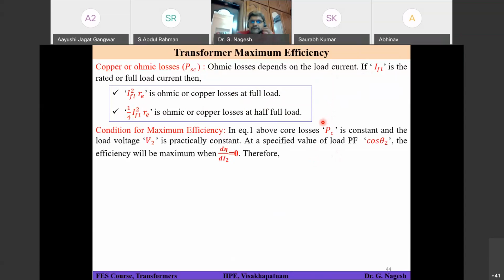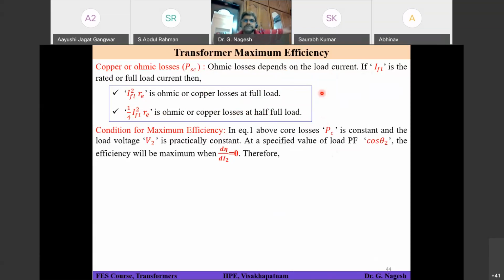You got it, na? So half of full load means your current is going to be half, so (1 by 2 IFL) whole squared. So 1 by 2 squared will become 1 by 4, and IFL squared into R2, RE. So these are the formulas for calculating the ohmic loss or copper loss at full load and half of full load. Once you know this copper loss, the core losses and the output power, you can calculate the efficiency using the formula we have already seen.